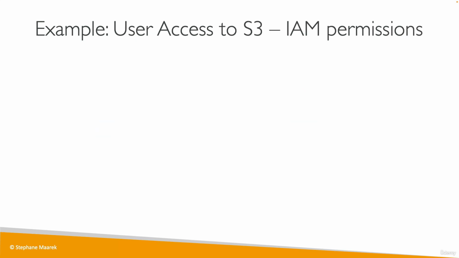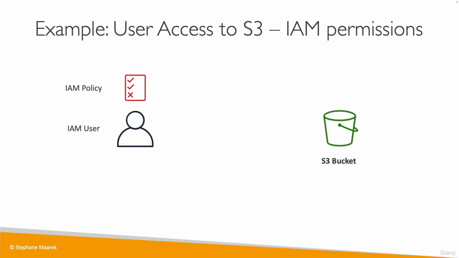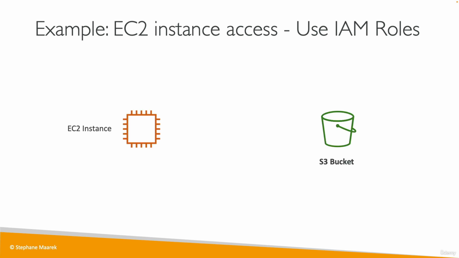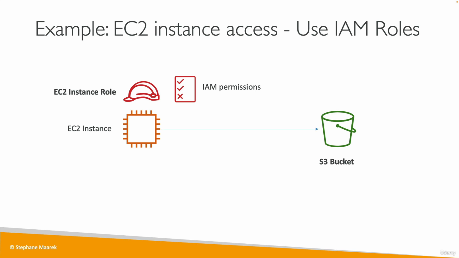But another way to do it is that if you have a user within your account, so it's an IAM user, and that user wants to access Amazon S3, then we can assign IAM permissions to that user through a policy. And therefore, because the policy allows access to the S3 bucket, then the user can access our S3 bucket. Now if we have an EC2 instance and want to give access from the EC2 instance to the S3 bucket, we've seen that IAM users are not appropriate. We need to use IAM roles instead. So we create an EC2 instance role with the correct IAM permissions, and that EC2 instance will be able to access the Amazon S3 bucket.